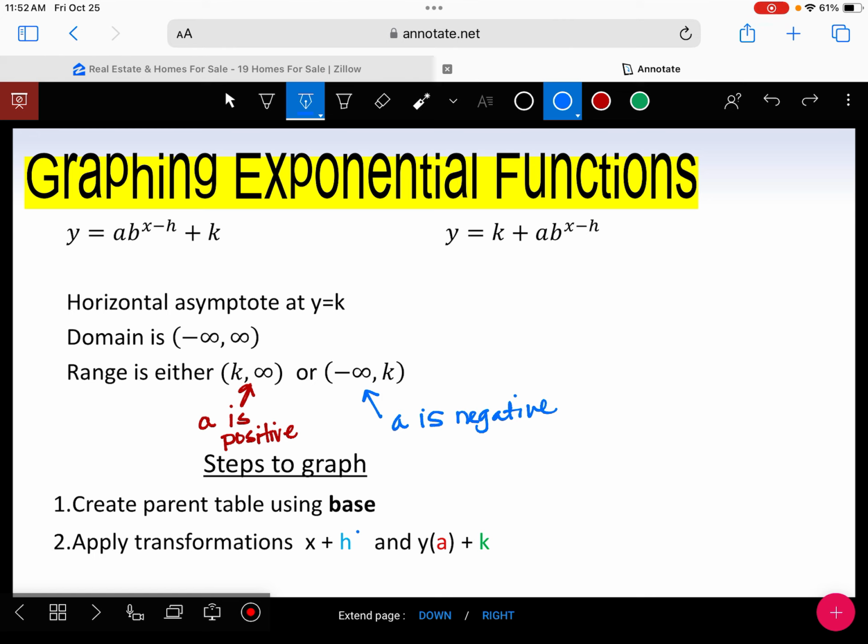So what's the domain? Down here, we always add the h to x, and then we take the y, multiply it by a, and add k. Because anything you add to x, and x is your domain, so if I'm adding h to x, then that's going to change my domain.